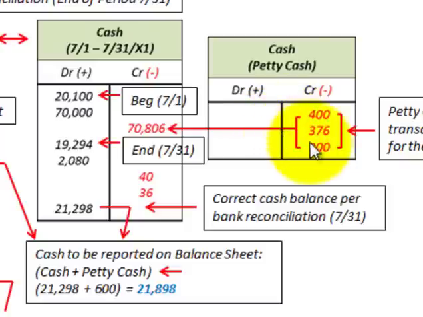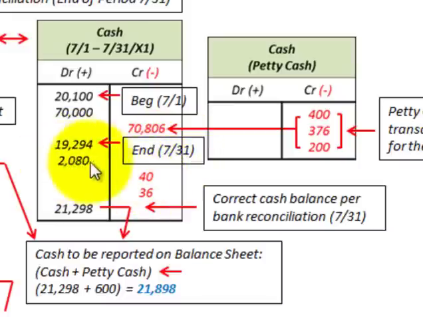And for the sake of our argument in our example, that's going to include these petty cash transactions, where we actually set up our petty cash fund for $400, and then we had to replenish it for $376, and then we increased our petty cash fund by $200. So it is included in these disbursements to our regular cash account. Then netting those amounts, we come up with the $19,294. That was the cash amount before this bank reconciliation at the end of 7/31.